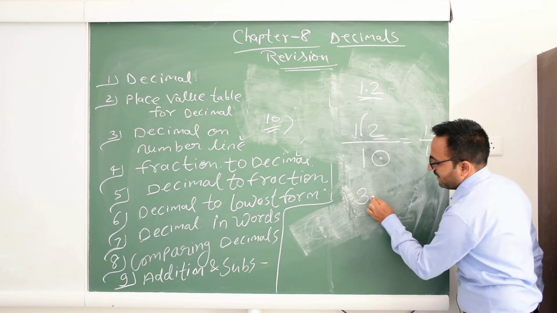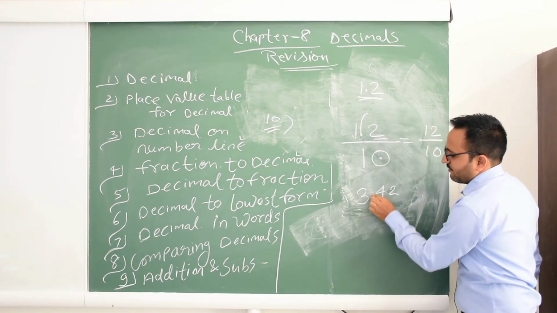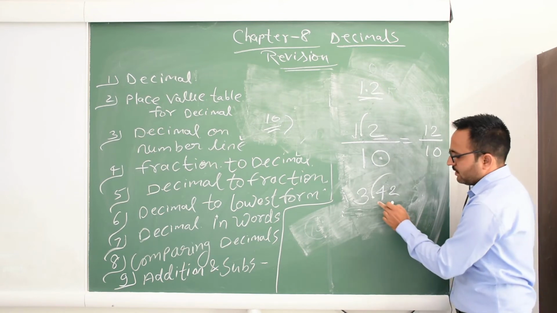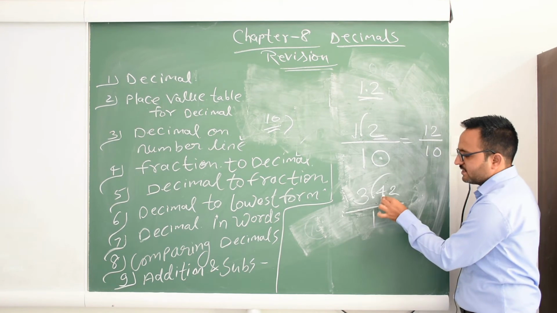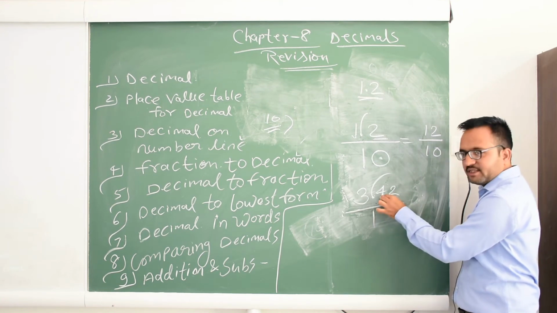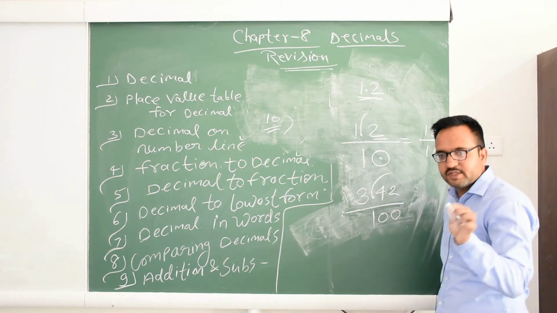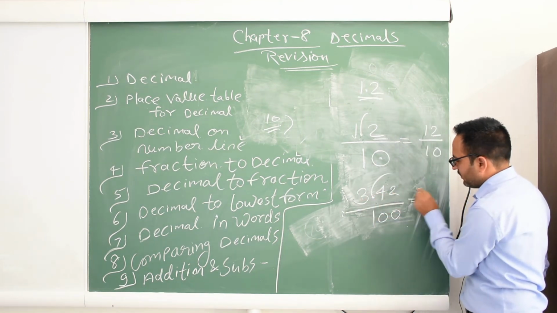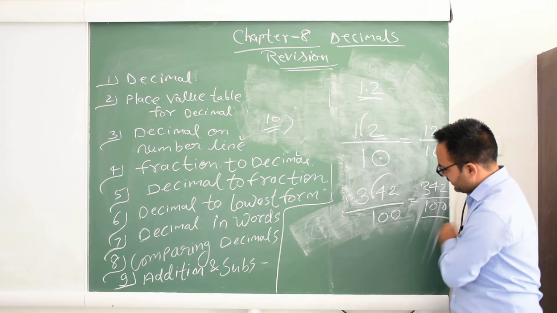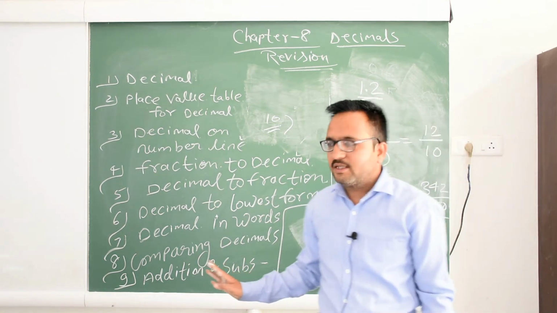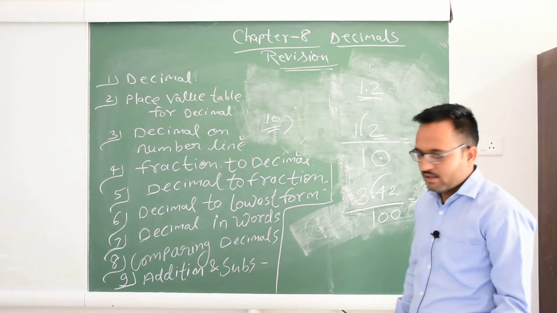Again, 3.42. After removing the decimal, in place of the decimal we use 1, and how many digits? 4 and 2, 2 digits, so we use 2 zeros. So your answer will be 342 upon 100. So this is your concept of decimal to fraction.